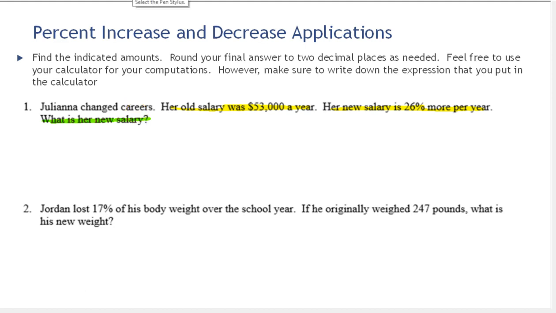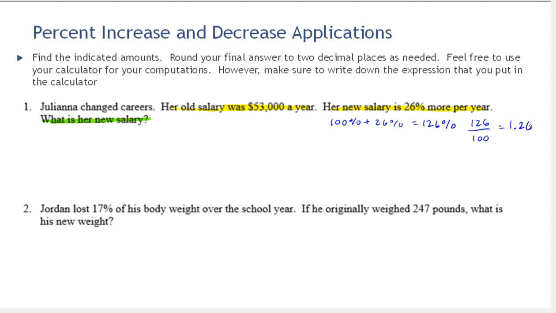Okay, so this is a percent increase problem because notice her salary increased by 26%. And we weren't asked how much more she is paid. The amount more she's paid is 26% of $53,000, but we want her new salary. So her new salary is her old salary of 100% plus the 26% more per year she's getting, which totals 126% of her old salary. As a fraction, we can write this as 126 over 100, or as a decimal, it is 1.26.